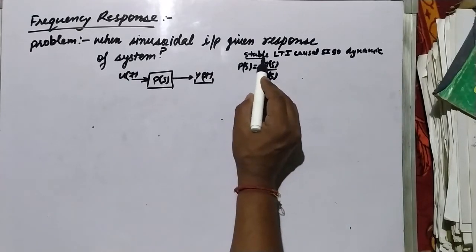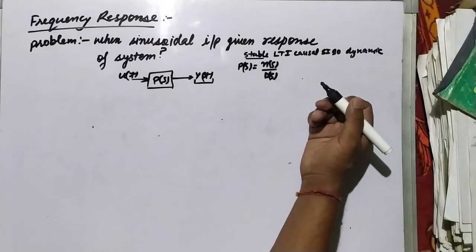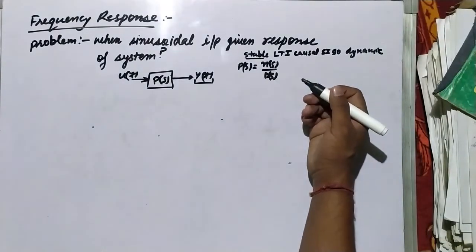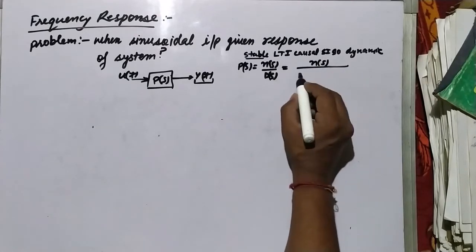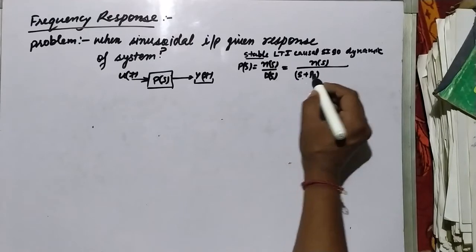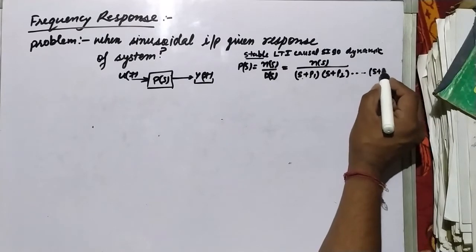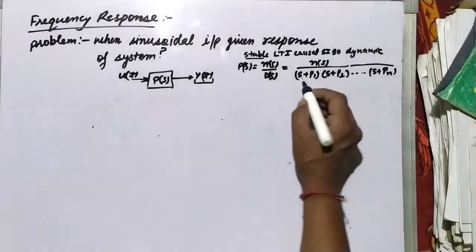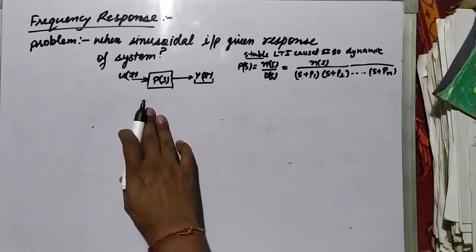Since this system is stable, where should its poles be? Its poles must be on the left hand side. So it should be like this: (s + p1), (s + p2), and so on up to (s + pn). You can see that all poles are on the left hand side, which is a condition for the stability of a system. So this system is stable.